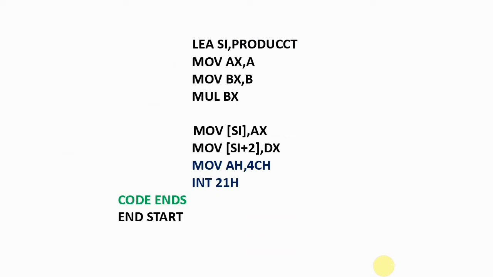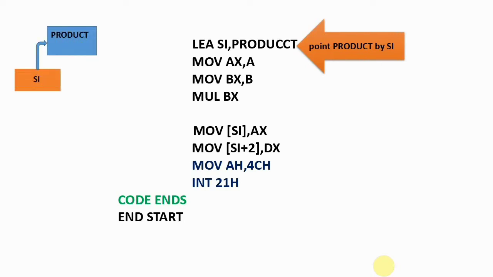For storing the result into the product, we will have two words, one from AX and another one from DX. So in order to store two words into the product, I want to point my result, that is product, with SI. For that we are using the instruction LEA SI comma product, that will store the address of the product into SI. So it points product by SI. Here in this figure you can see that product is pointed by SI.